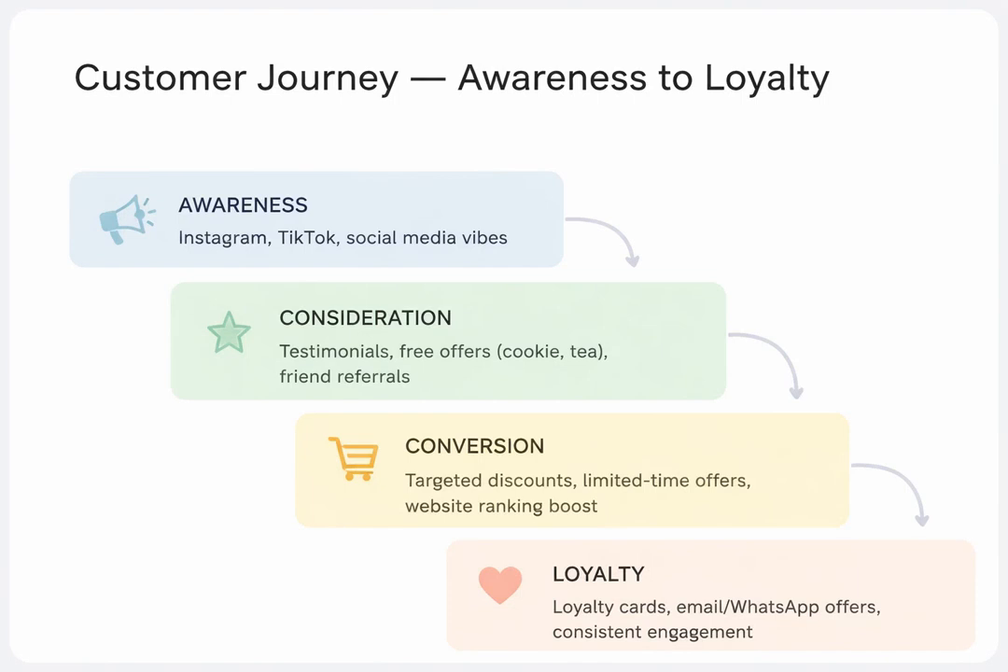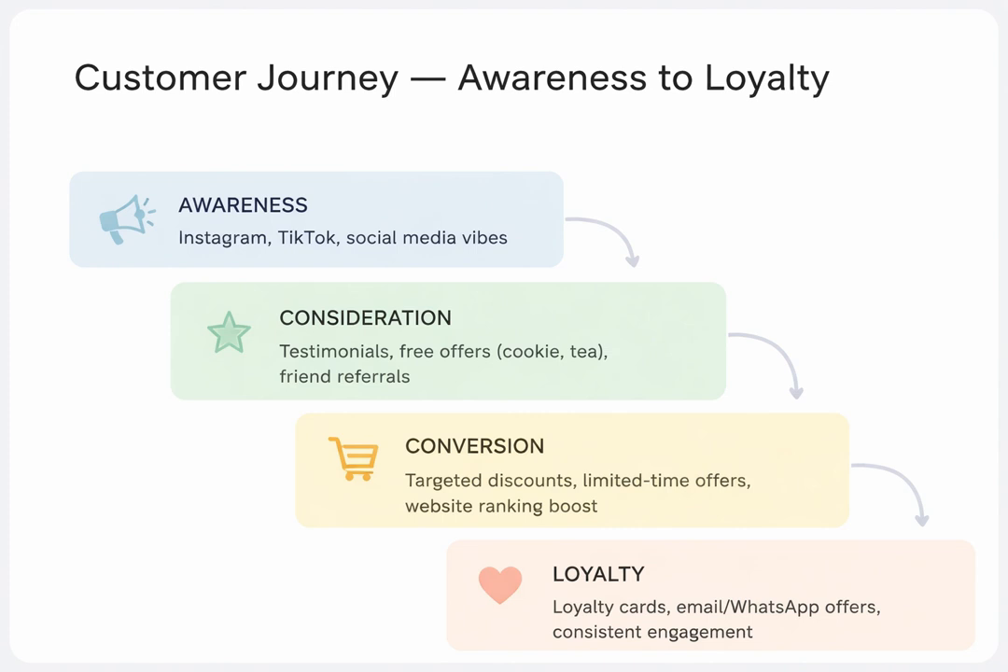Himalayan Java's strategy maps perfectly onto the classic customer journey funnel, and this is something you can apply to any business. Stage 1 is awareness. They use Instagram and TikTok to create vibes and get in front of students and young professionals. Stage 2 is consideration. They use testimonials and small incentives like a free cookie or tea to get people interested. If you bring a friend, you get a better deal. That's word of mouth built into the system.